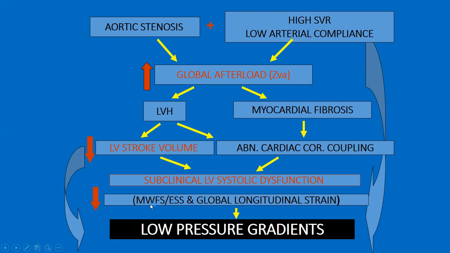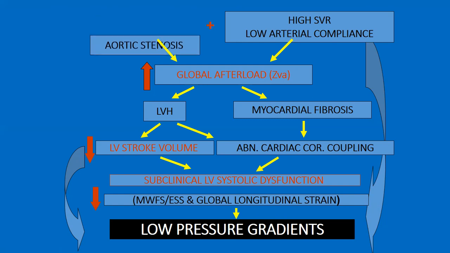This is the mid-wall fractional shortening corrected for end systolic stress and global longitudinal strain. So a decrease in contractility will decrease the pressure in the end, and will decrease the pressure gradients.